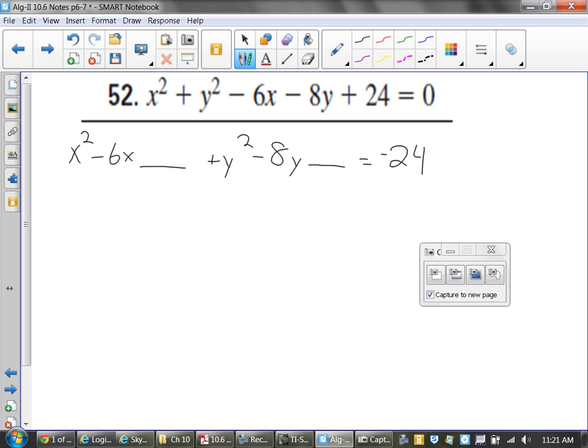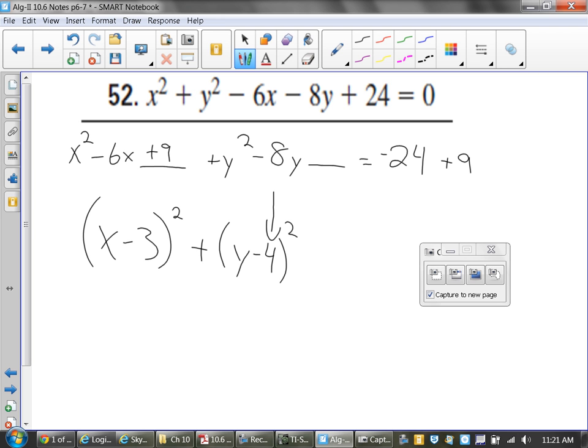So all I have to do is just take half of b's and square it. So what's half of negative 6? This would be negative 3 here. Add 9 here. Add 9 here. Half of negative 8. So remember, the half of b goes there. Add it, square it, and add it to both sides.